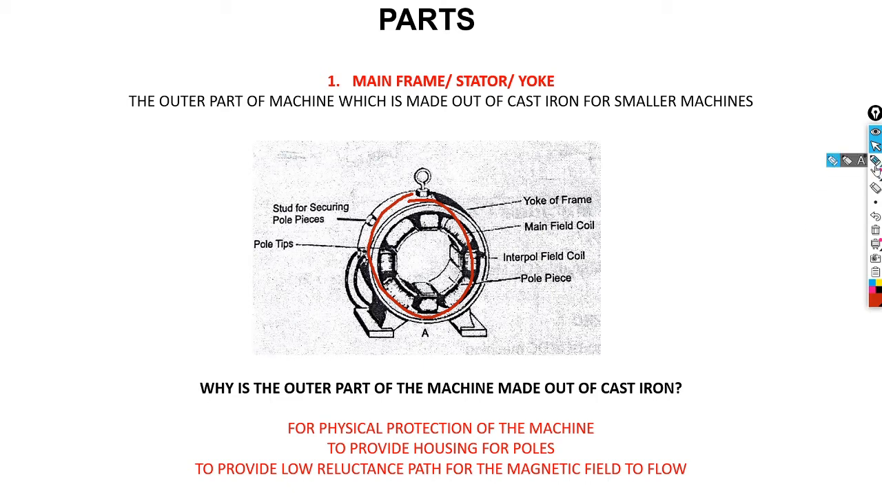And then when we talk about poles, we are referring to this. We have a pole here, and another pole, and the mainframe provides housing for the poles. That's the reason why we have our outer part, the mainframe, made out of cast iron.